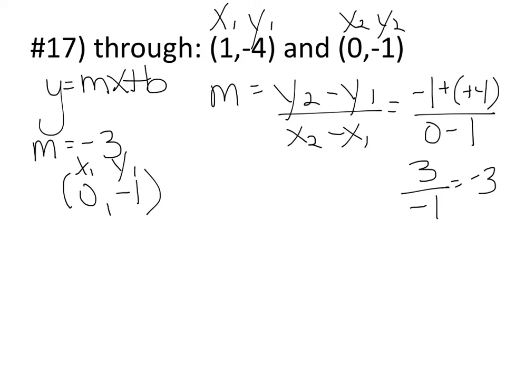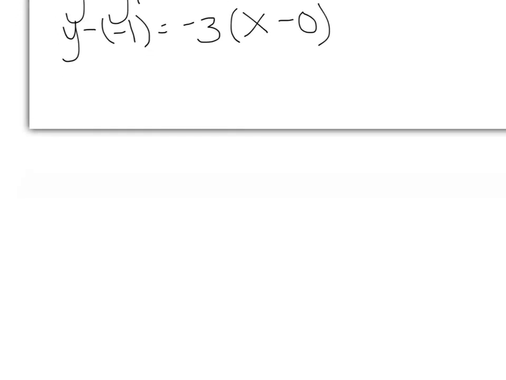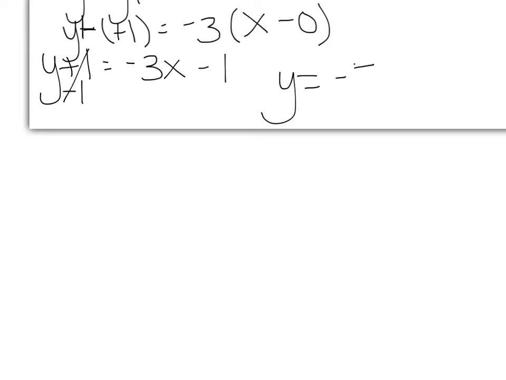So again, label x1, y1. You're going to plug into y minus y1 equals m times x minus x1. So you have y minus negative 1 equals negative 3 times x minus 0. Add a line, change the sign. You get y plus 1 is equal to negative 3x when you distribute. They want this in slope-intercept form, so I just need to isolate my y, which gives me y equals negative 3x minus 1.